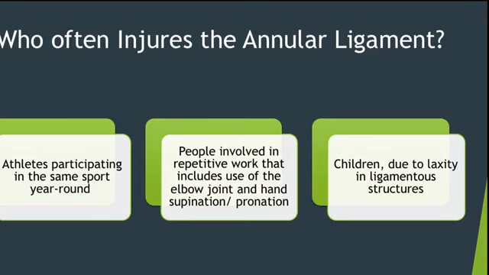People that often injure the annular ligament include athletes participating in year-round sports that include the upper extremity, those involved in work that requires repetitive supination and pronation, and also children due to the laxity in ligamentous structures in their elbow joint.